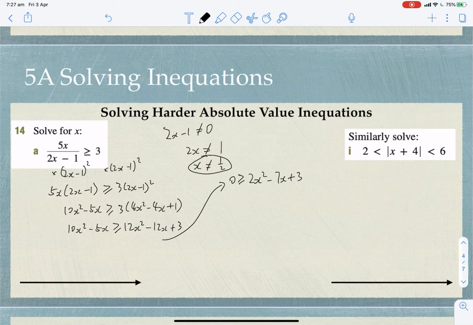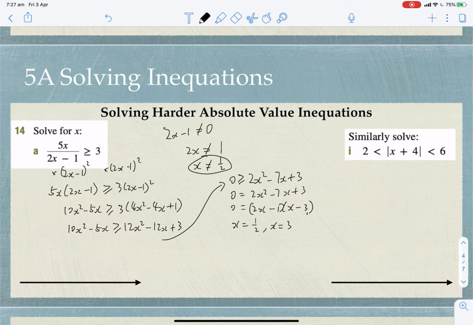Now, we can solve the quadratic. So 0 equals 2x squared minus 7x plus 3. It can be (2x minus 1)(x minus 3). So negative 6x, negative 1x will be negative 7x. So x equals a half and x equals 3. Now, x can be negative 1 or 2, but we're just going to keep it like this for now, okay?